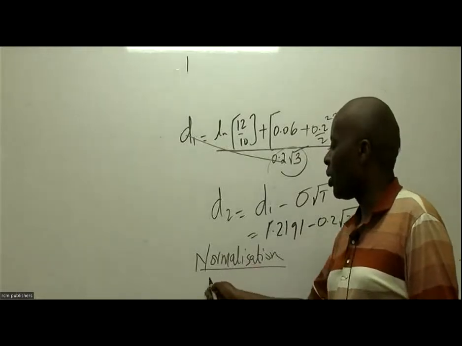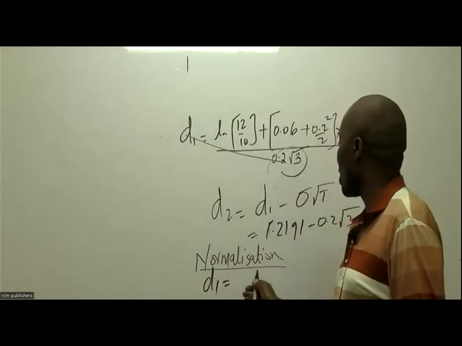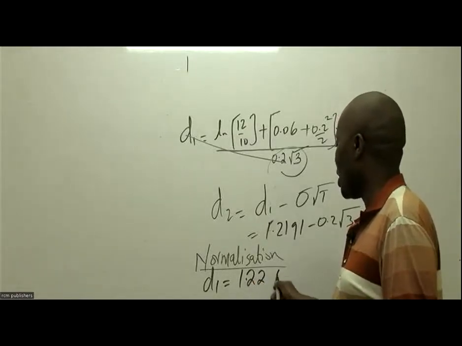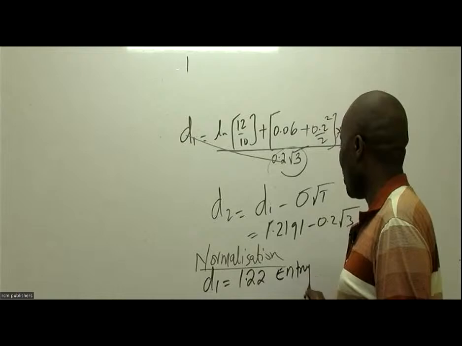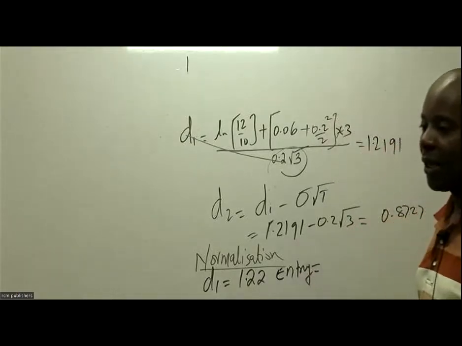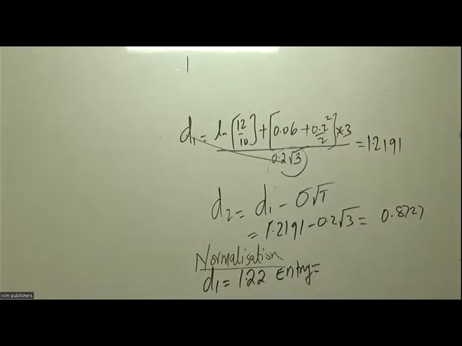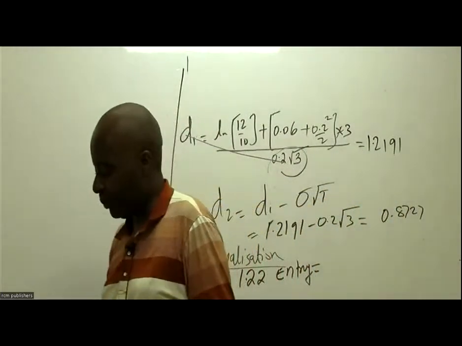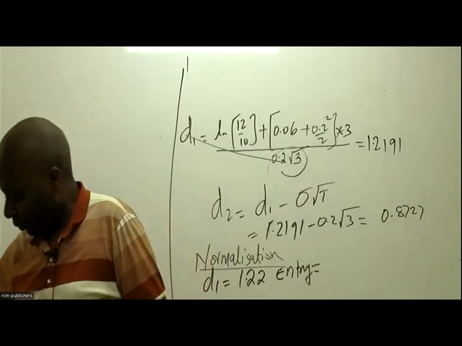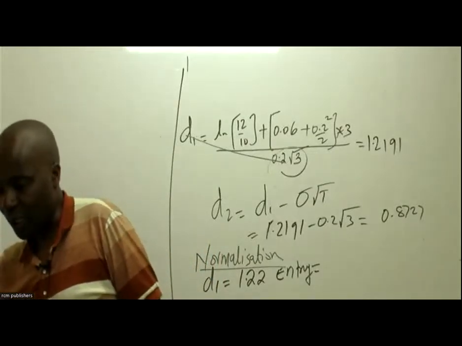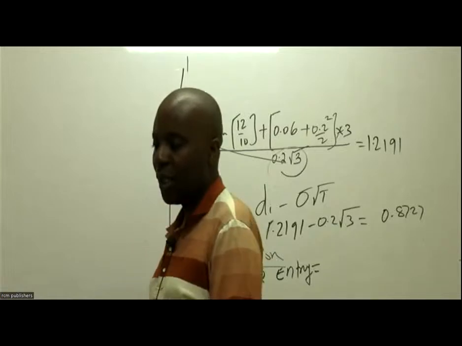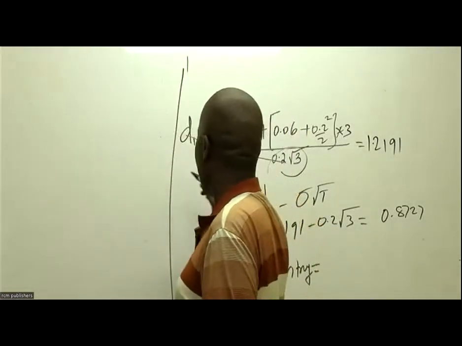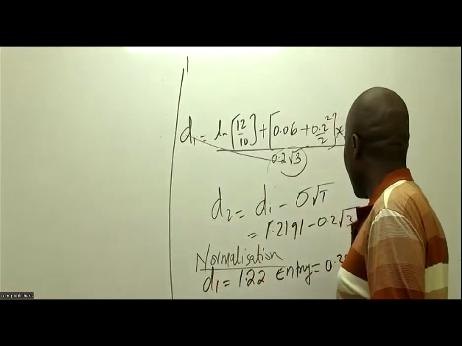So normalization, we have D1, which is 1.22, D1 like that. So could you kindly give me the entry of D1 from your tables? D1 entry, 3888, a beautiful number. That entry here is 0.3888.